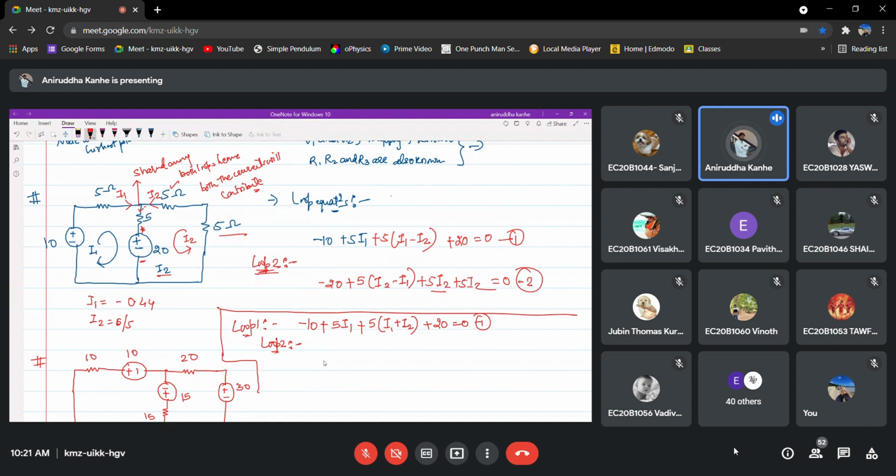What about the loop 2? Loop 2 will look like, let us say I'm starting from here, 5I2 plus 5I2, and from here you can write plus 5 into I2 plus I1, and plus 20.